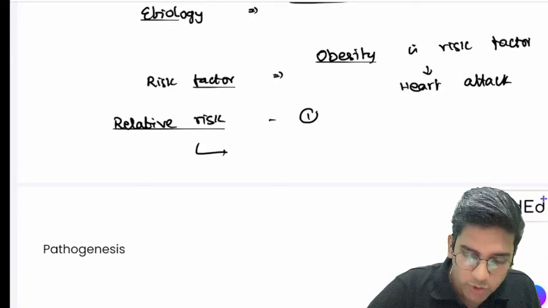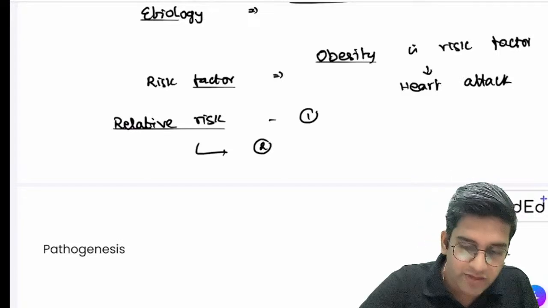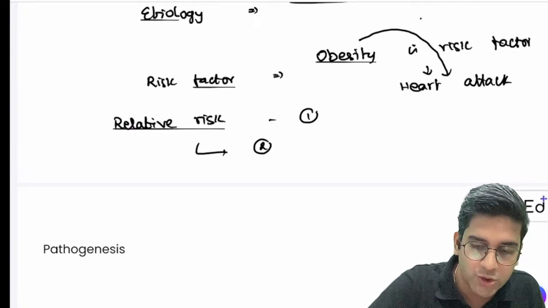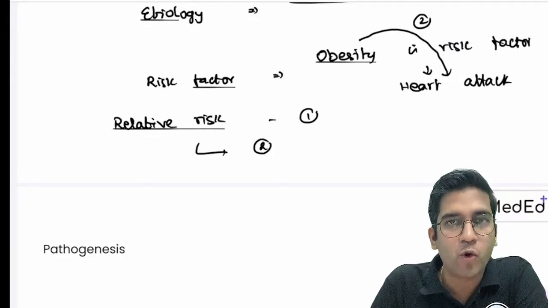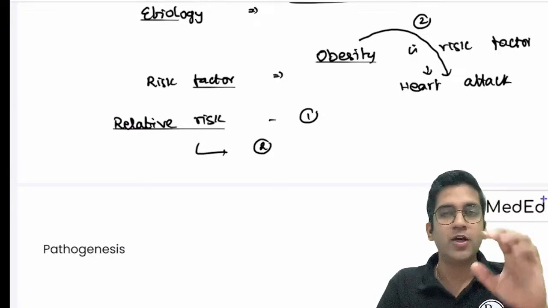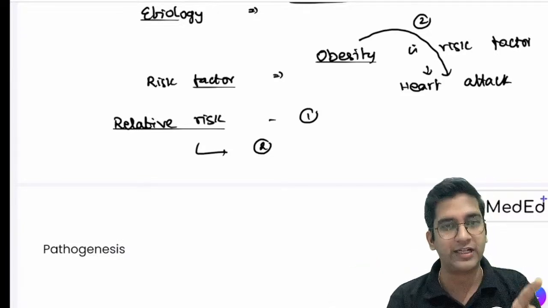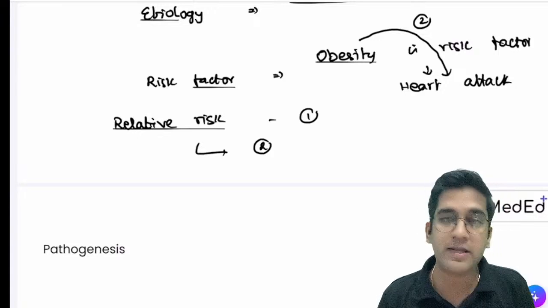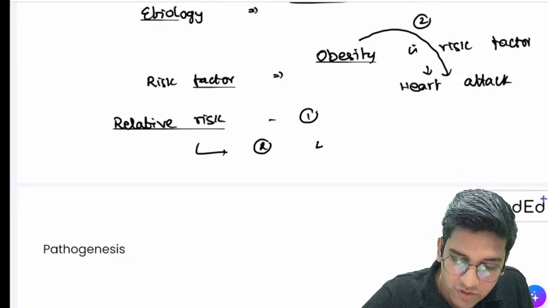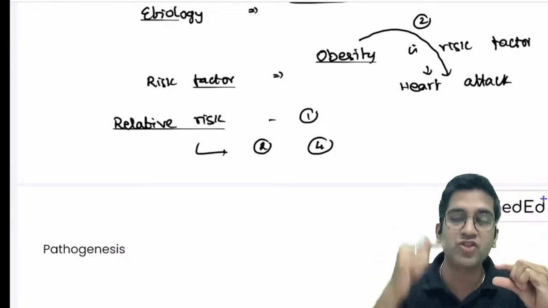If the relative risk is 2, I'm just giving a random example, not the right example. The relative risk of obesity causing heart attack is 2. So what do you understand by the statement? Which means obese individuals have 2 times the risk than a normal individual for heart attack, right? Like I said, it's completely a mathematical terminology, that's all. If I say relative risk of 4, which means compared to a normal person, this person is at 4 times the risk of having it, right?